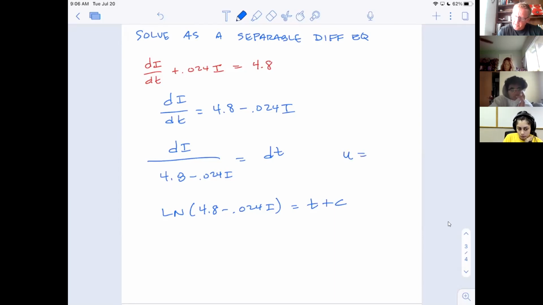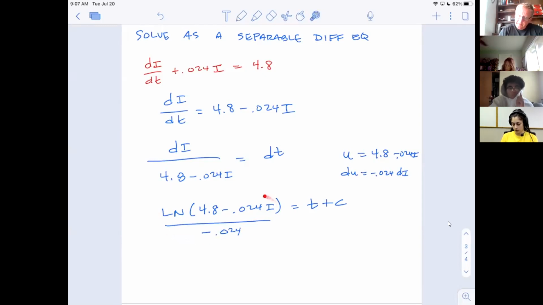Really, you want to let u be equal to 4.8 minus 0.024i. Therefore, du would be equal to negative 0.024 di. And so when you get rid of di, notice you actually have to divide by the negative 0.024, and that's what I missed. If I took now the derivative of this statement right here, I would indeed get 1 over 4.8 minus 0.024i. And so that's my answer right now.